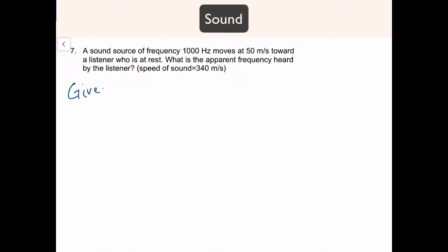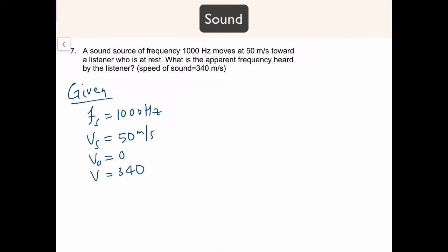number 7. Sound with a frequency of 1000 Hz moves towards a listener who's at rest. So then it's the source that is moving at 50 meters per second. The observer is not moving, it means it's at rest. The velocity of the sound is 340.